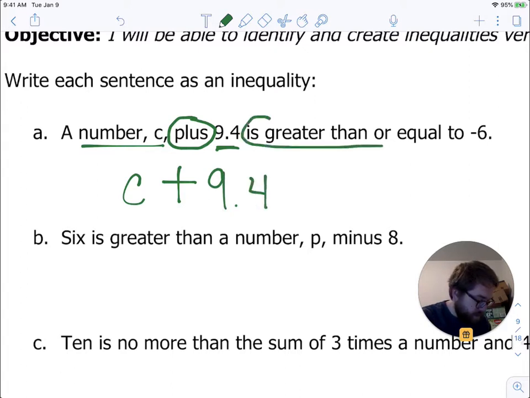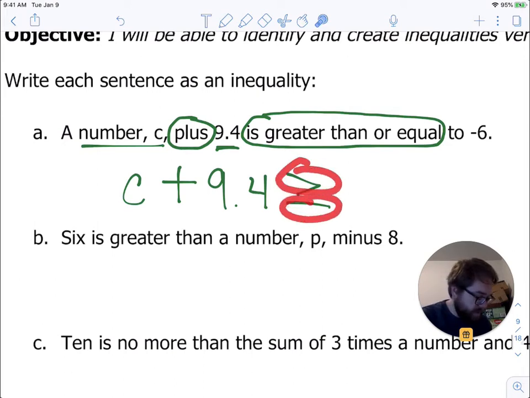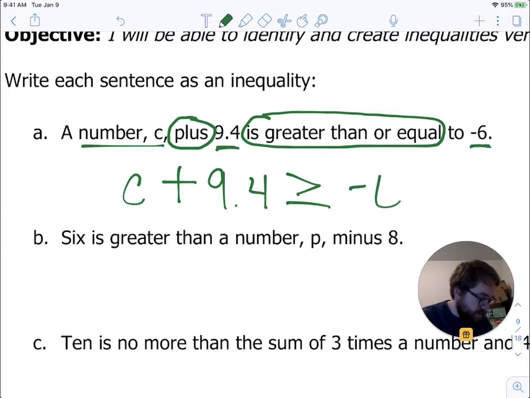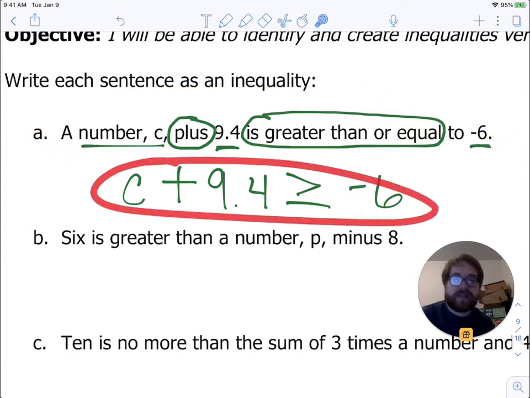is greater than or equal to. Okay, so greater than or equal to, what does that symbol look like? That's where the mouth is open to the left. So C plus 9.4 is greater than or equal to, and don't forget your "or equal to" line down here, is greater than or equal to negative 6. And that's what we do here. So you can see how I just read it from left to right, and then wrote it with the variables, the numbers, and the symbols. It's kind of like you're translating a sentence from English to more mathematical symbols.